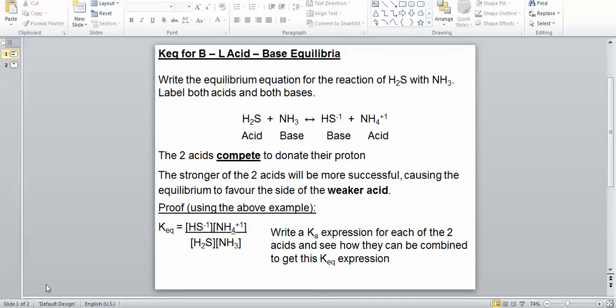Today we're learning about how KEQ and the concept of equilibrium can be incorporated into the ideas of Bronsted-Lowry acids. So that's pretty important. We are going to check and see how KEQ can be brought into this kind of stuff. So let's have a look.